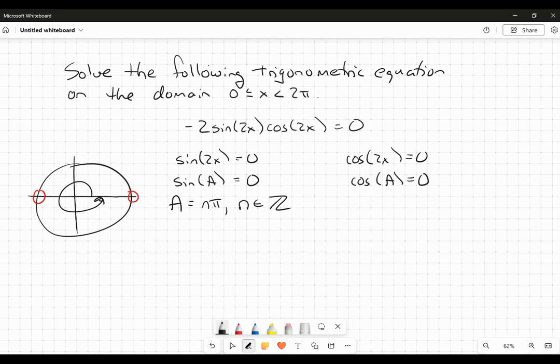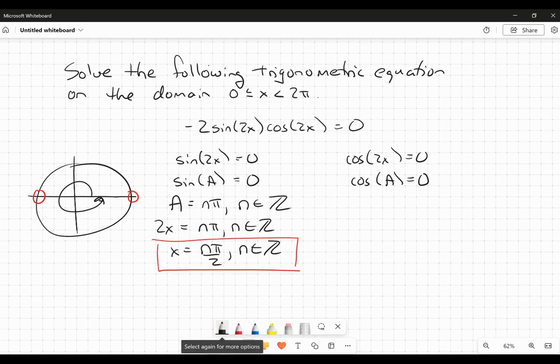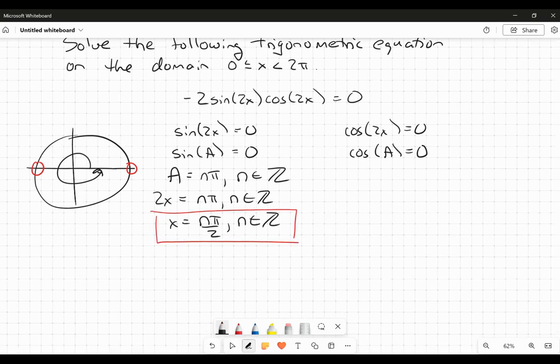Now, the reason I'm going to do that is I am now going to replace that a with my 2x. Okay. And now I'm going to divide by 2 to get x here. So this is going to be n pi over 2, where n is an element of the integers. What I've got here is a little engine for creating all possible solutions to this. All I have to do is start plugging in integers.